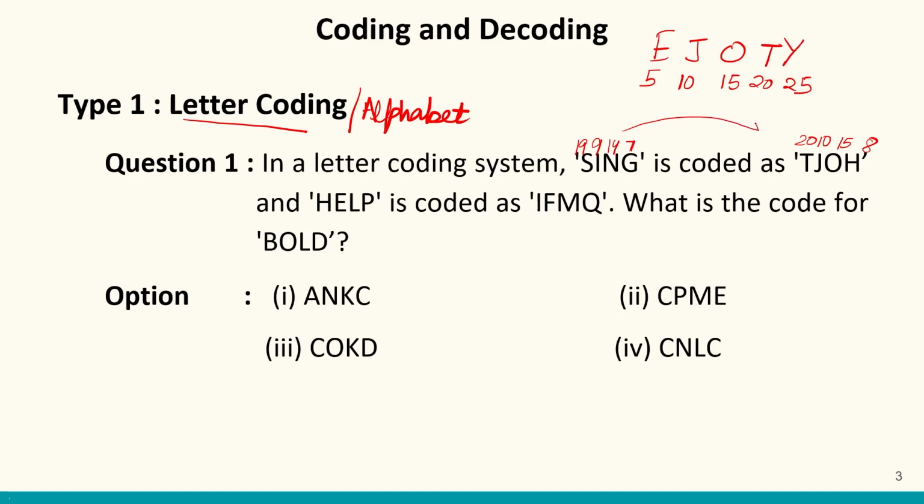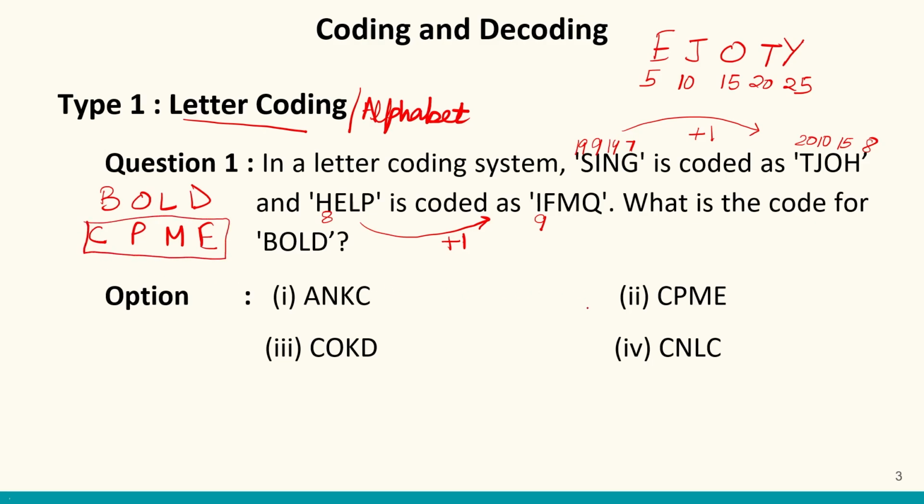Here I can clearly see that we are moving one position forward. Let us check if that is true for help as well. H is ranked at 8. Similarly, I is ranked at 9. So just by looking at this, I can confirm that over here also we are moving one position forward. To find the code for the word bold, we will follow the same procedure, moving one position forward. So from B to C, O to P, L to M, and from D to E. Our code will be CPME, which is option number 2. So option number 2 will be our answer.